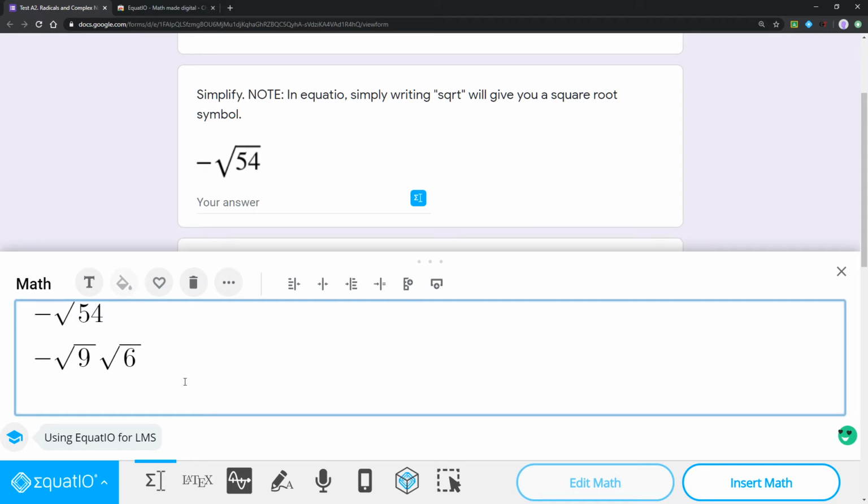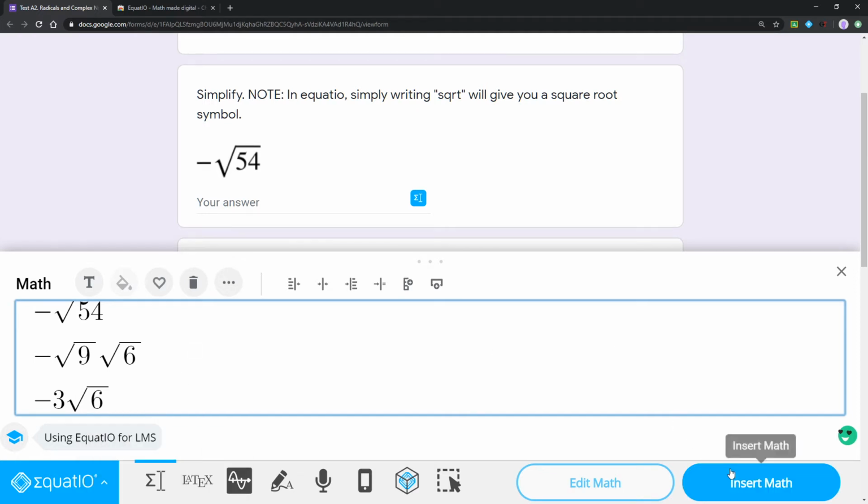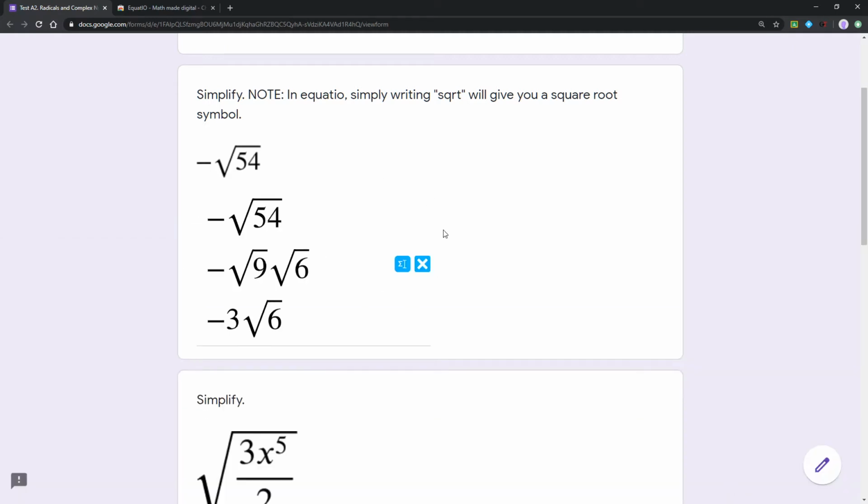And so I'm going to hit enter again. The square root of 9 is exactly 3. Square root of 6, final answer. And this is when you hit insert math, and it does a little bit of magic. It technically converts this to an image, and now I can see your process, just like if you were doing the math on paper, and I can give you partial credit, or hopefully all credit, right?